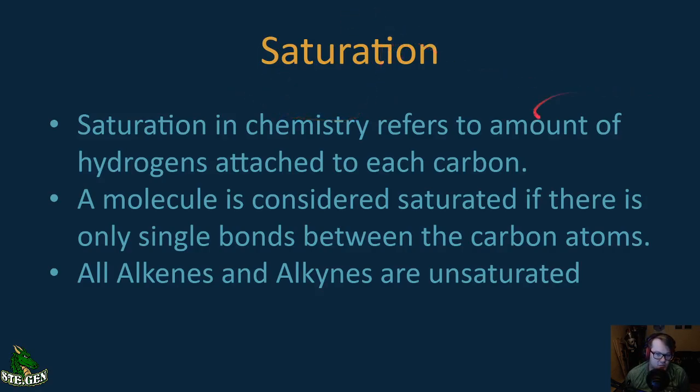Saturation in chemistry refers to the amount of hydrogens attached to a carbon. A molecule is considered saturated if there is only a single bond between the carbon atoms and everything else is hydrogens. If it is just chock full of all of the hydrogens that it could have, it is saturated. So alkenes and alkynes are unsaturated. As soon as you have a double bond, if that double bond wasn't there, you could cram more hydrogens into that compound. So it is not saturated, it is unsaturated. It is not at the maximum level of hydrogens that could be contained in that molecule.